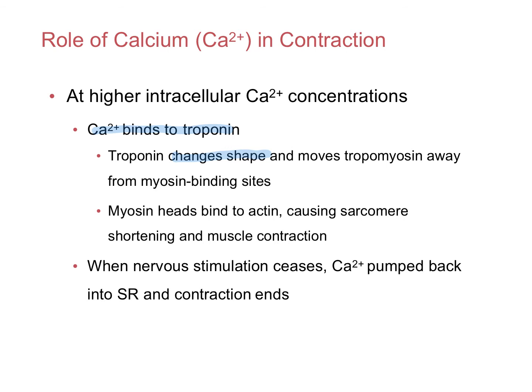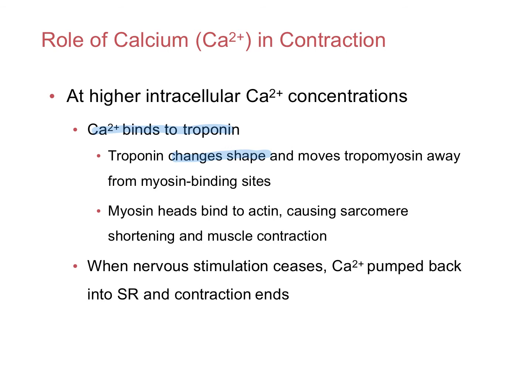Once there, the affinity of myosin for actin is very high. It likes to bind, and as soon as it binds, it bends, causing the sarcomere to shorten and overall muscle contraction. Okay? When the stimulation is stopped, calcium is pumped back into the sarcoplasmic reticulum and contraction will end.